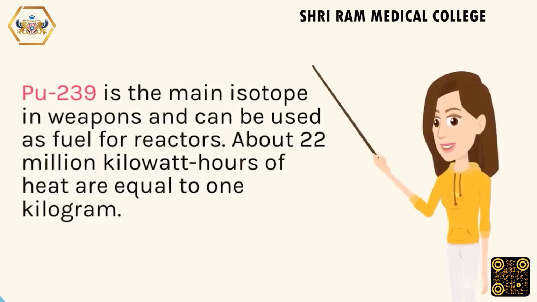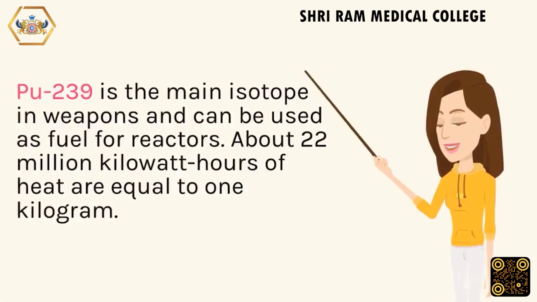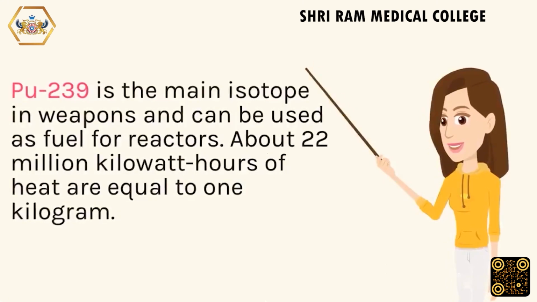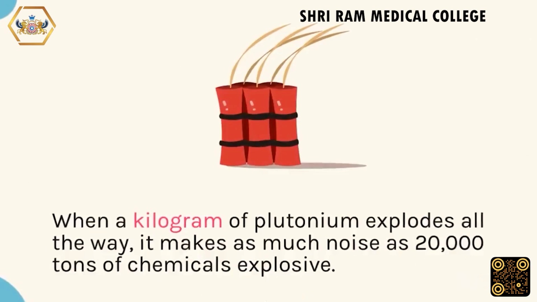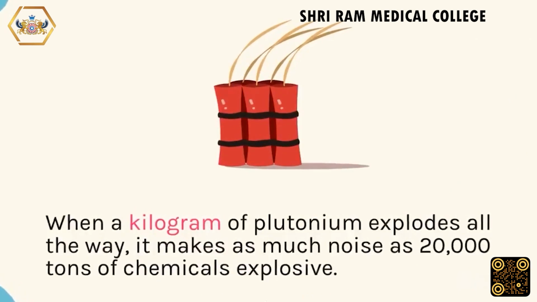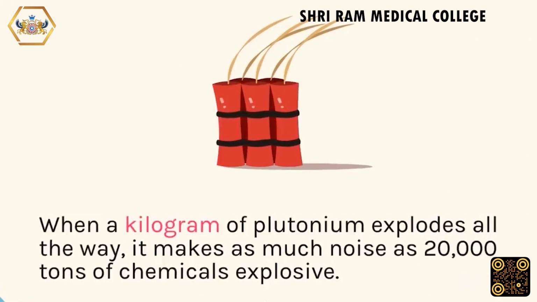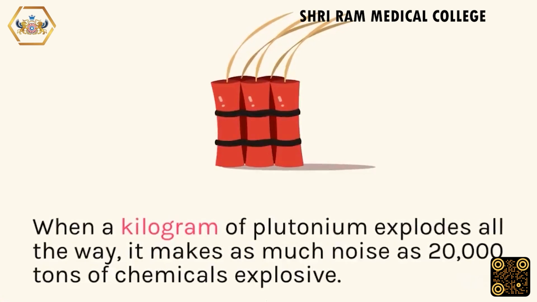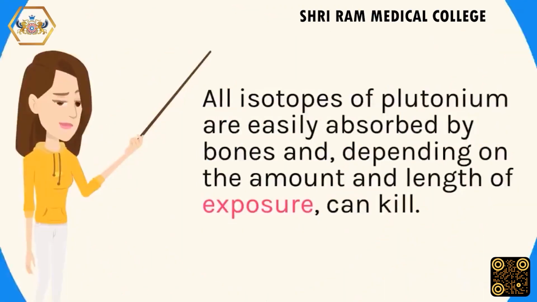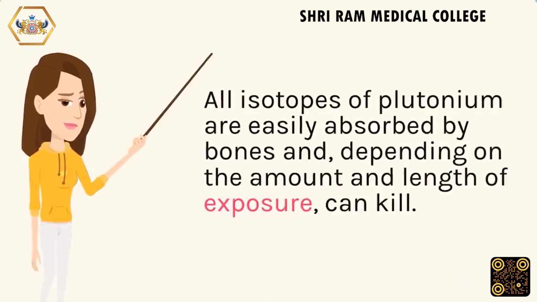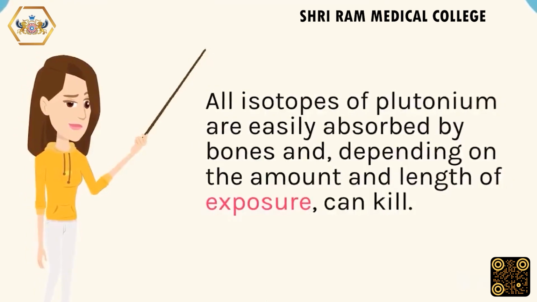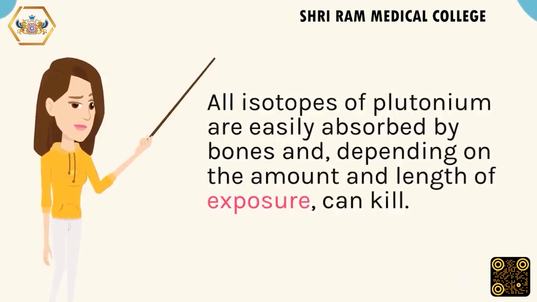About 22 million kilowatt-hours of heat are equal to 1 kilogram. When a kilogram of plutonium explodes all the way, it makes as much noise as 20,000 tons of chemical explosive. All isotopes of plutonium are easily absorbed by bones and, depending on the amount and length of exposure, can kill.